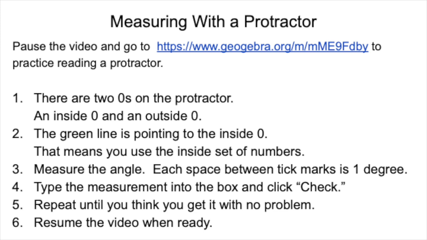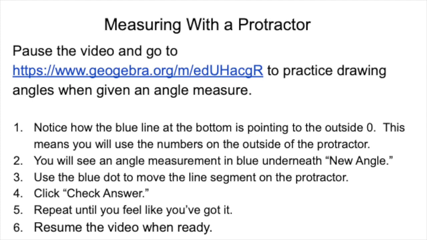You'll measure the angle, understanding that the space between each tick mark is 1 degree, and the medium-sized tick marks are 5 degrees. You're going to type the measurement into the box and click check. You'll repeat this until you think you understand how to use the protractor accurately, and then you'll resume the video when you're ready. Now you're going to practice drawing angles when you're given an angle measurement.